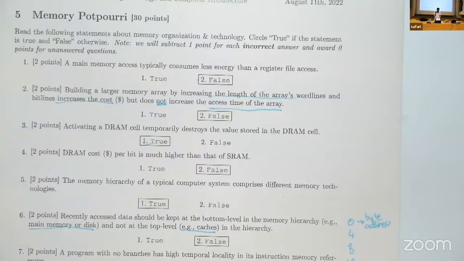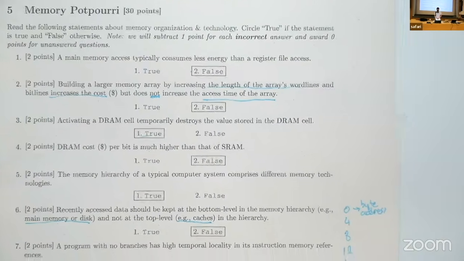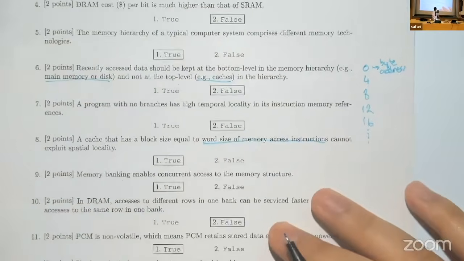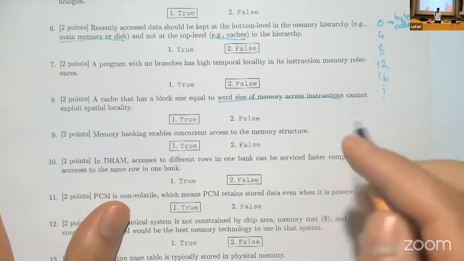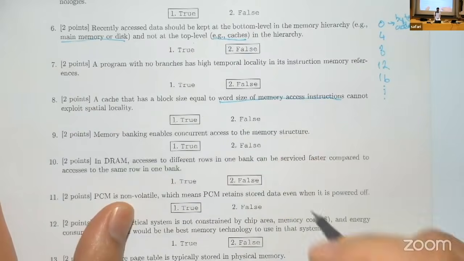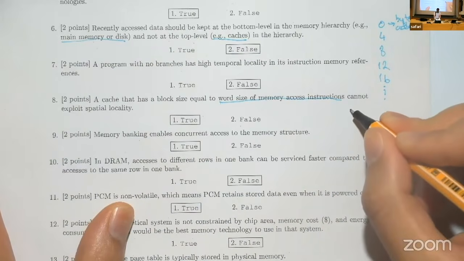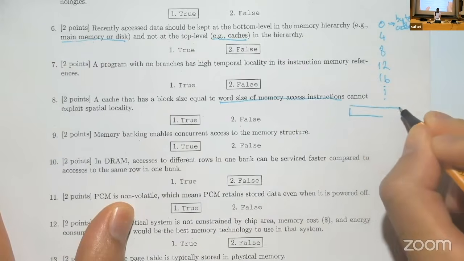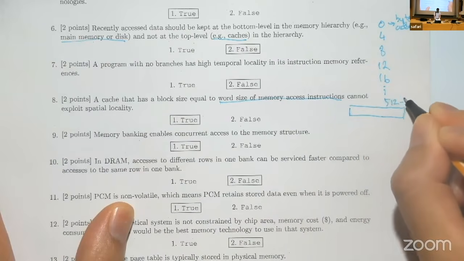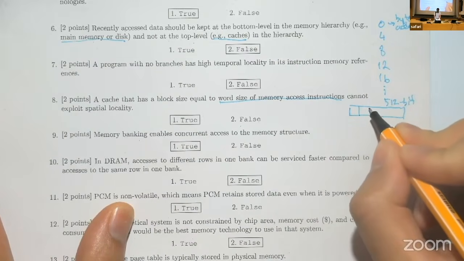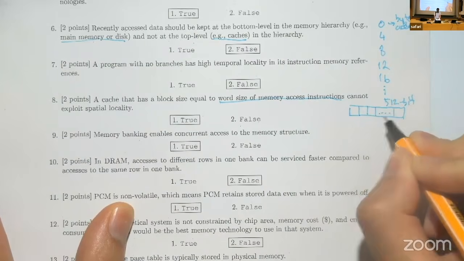And then the next one is: a cache that has a block size equal to the word size of memory access instructions cannot exploit spatial locality. Yes, so let's look at what we have today typically. You have a cache line size of, let's say, 512 bits, and let's say your word size is 32 bits. This means you can fit 16 of those words in this cache line.